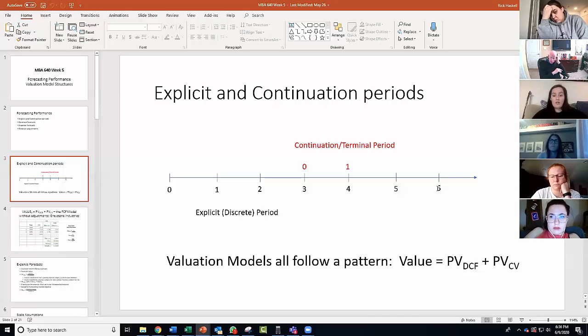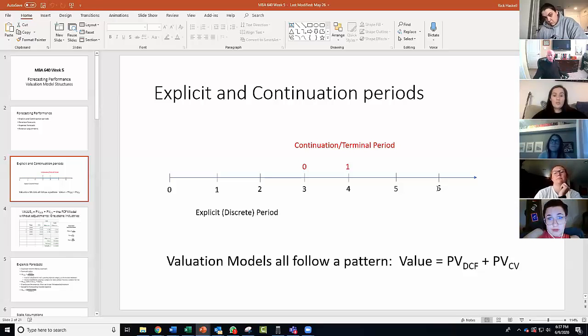Okay? Any question about this issue of explicit and continuation period? I know that a couple of weeks ago when I first introduced it, it was very foreign to you and counterintuitive. Any question about it at this point? Michael Allen, are you comfortable with it?